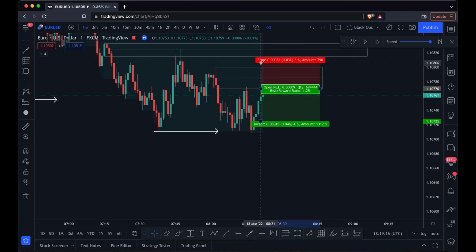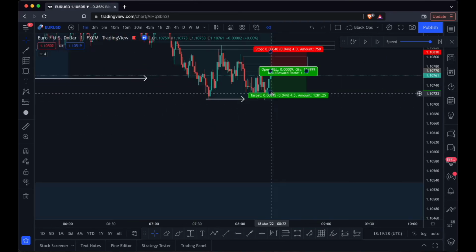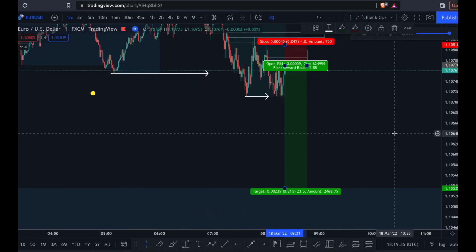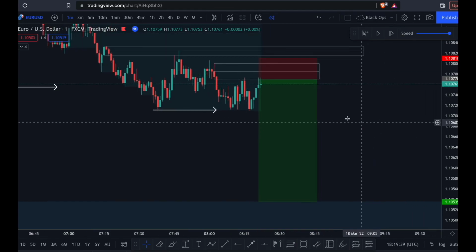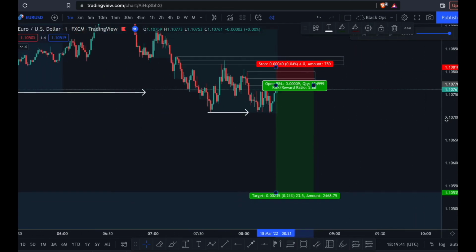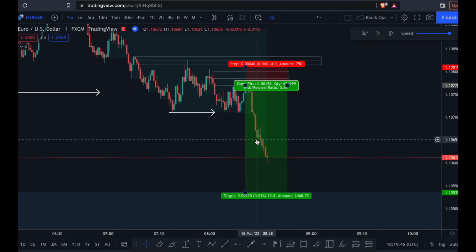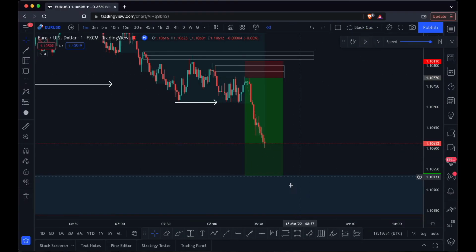My stop was 3.6 and rounded up to 4, and then I had my take profit level set at this point here for price to come into that demand zone. And as you can see, the risk to reward was 5.88, so it's not bad. And let's see how price reacted. As we can see, we get a nice impulsive move to the downside. This made me very confident in the trade.